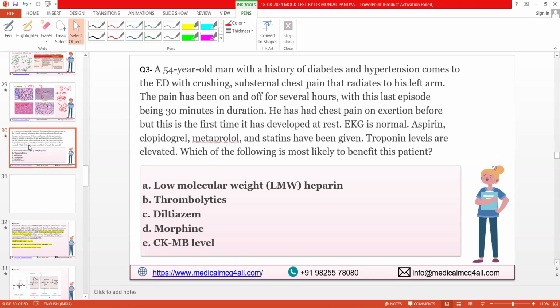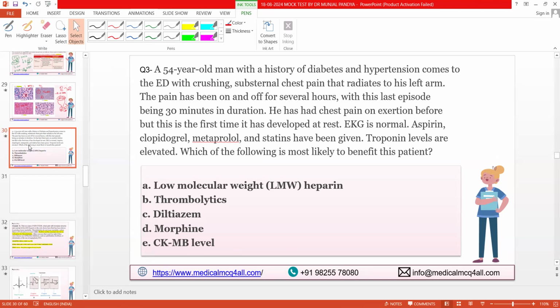He has had chest pain on exertion before, but now, for the first time, it developed at rest. The EKG is normal. The second name is ECG, electrocardiogram; EKG or ECG, same. It is normal. Aspirin, clopidogrel, metoprolol and statin have been given to the patient. Troponin levels are elevated. Which of the following is most likely to benefit this patient?